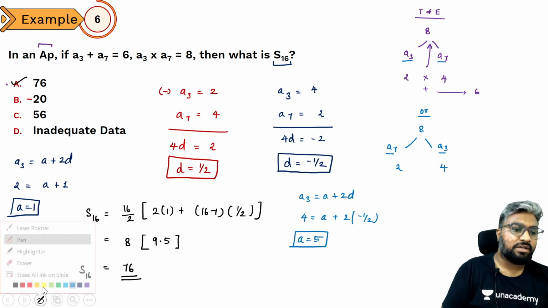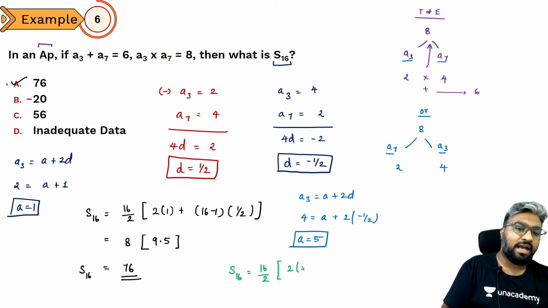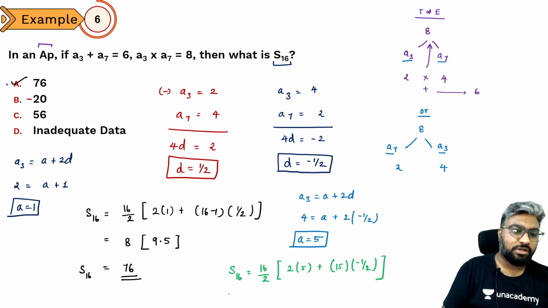So if a is equal to 5, then what will be the sum of first 16 terms? Sum of 16 terms क्या हो जाएगा guys? 16 by 2 into 2 times 5 plus 16 minus 1, that is 15 into d, minus 1 by 2. I hope you guys are able to understand this.